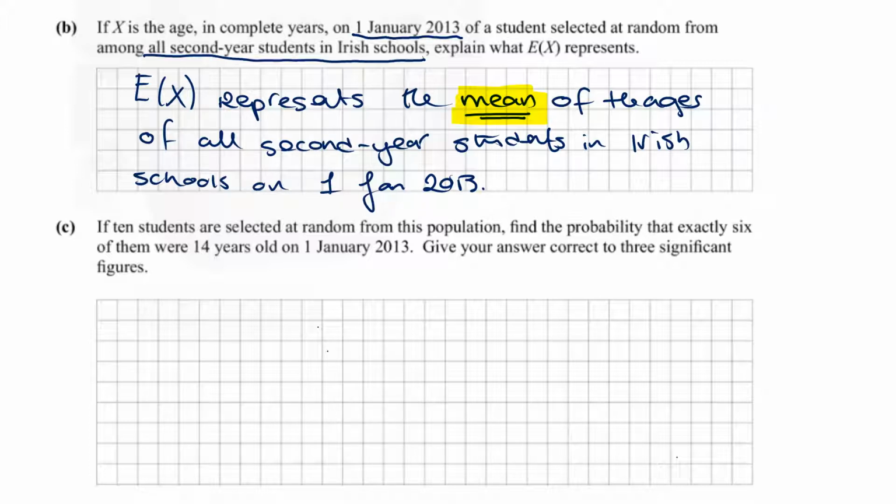So part C then, the last bit we're going to look at. If 10 students are selected at random from this population, find the probability that exactly 6, now this should be ringing bells, exactly 6, what are we talking about? So exactly 6 of them were 14-year-olds on the 1st of January 2013. Give your answer correct to 3 significant figures. So what's really important here to note is they said 6 out of 10. They didn't say the first 6. They didn't give us any particular ones that were 14 years old. They just said exactly 6 of them. So we don't want where 7 of them, we just want where 6 of them are.